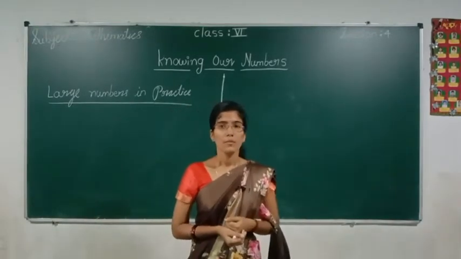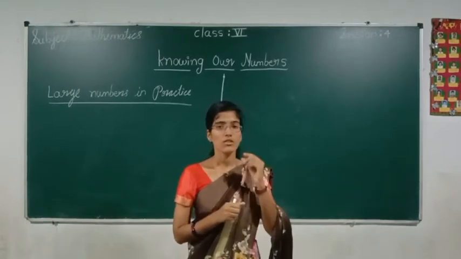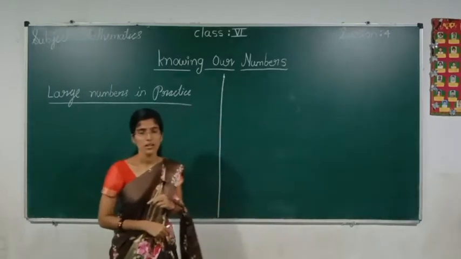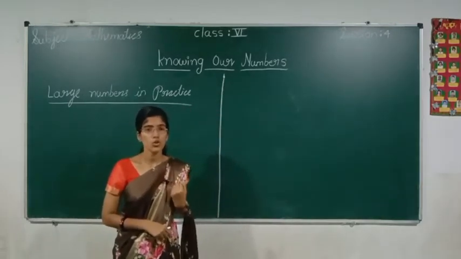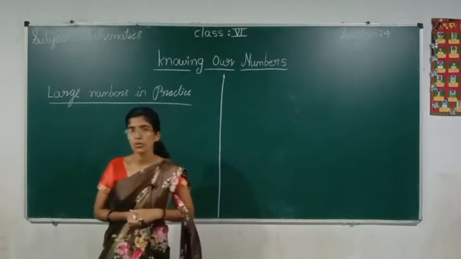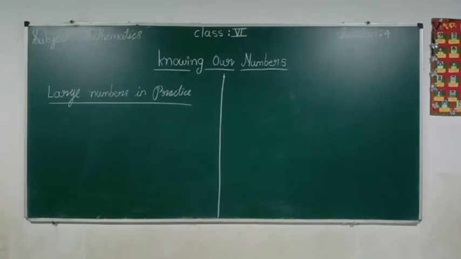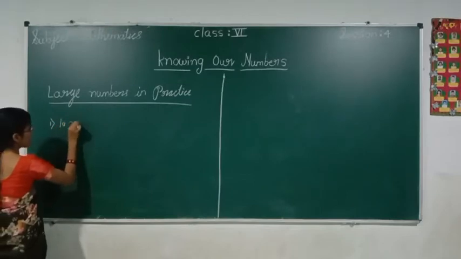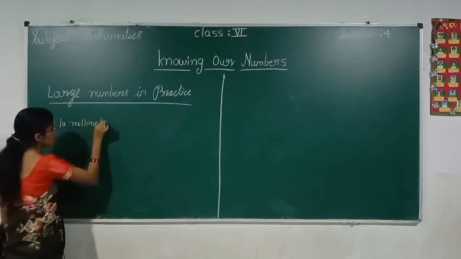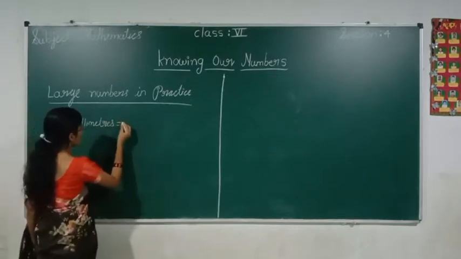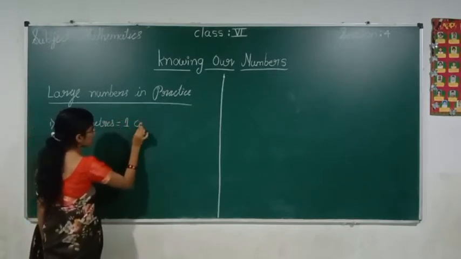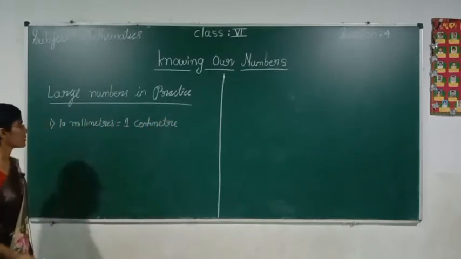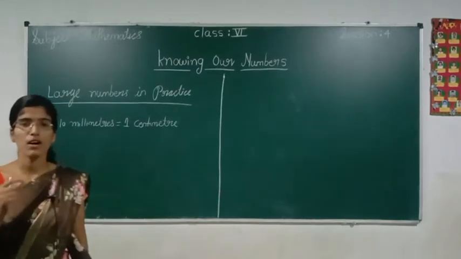But if you want to know the thickness of the pencil, at that time the centimeter is too big. For that we are going to use millimeters. Now see, 10 millimeters is equal to 1 centimeter. 10 millimeters make 1 centimeter.